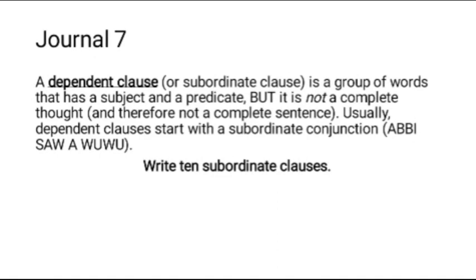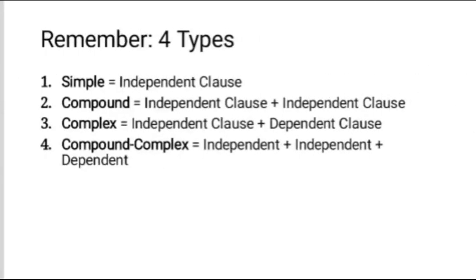A dependent clause or subordinate clause is a group of words that has a subject and predicate, but it is not a complete thought. That means it cannot stand alone. Usually a dependent clause starts with a subordinate conjunction, A B B I S A W U U, that was mentioned in the last video. What does this term suggest? A bisaw, a UU, is a particular short term that would help you to get the subordinating conjunction.